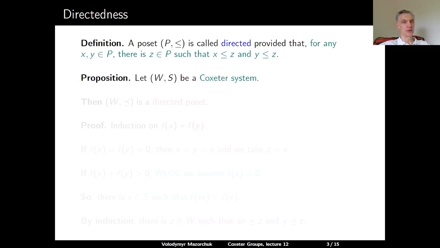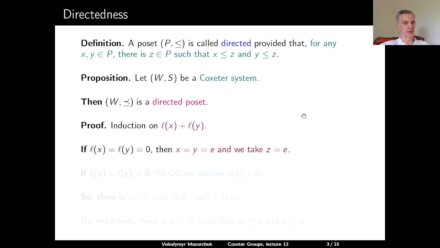Proposition: let (W, S) be a Coxeter system. Then W, with respect to the Bruhat order, is a directed poset. Proof: so we check the condition in the definition of the directed poset using induction on the length of x plus the length of y. So if both the length of x and the length of y are 0, then x is equal to y and is the identity element, so we can obviously take as z the identity element.